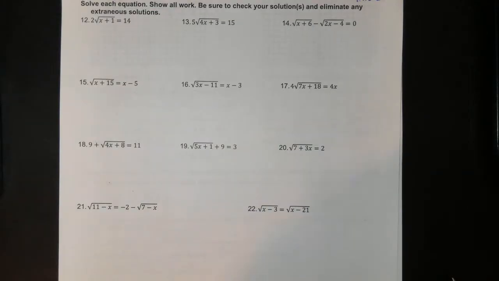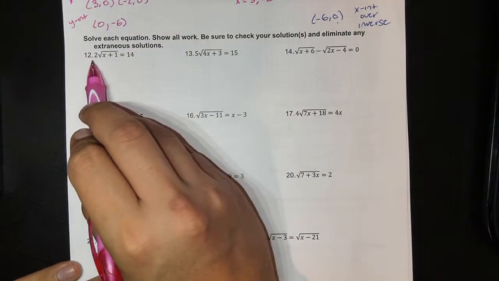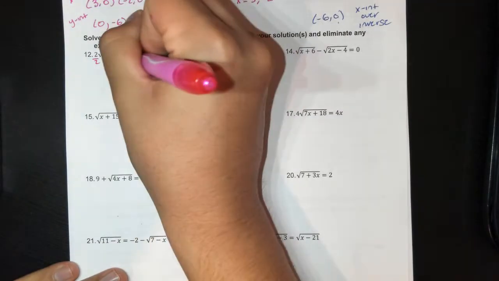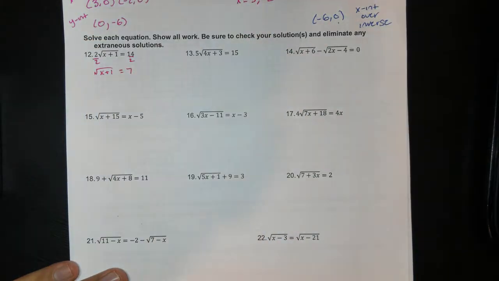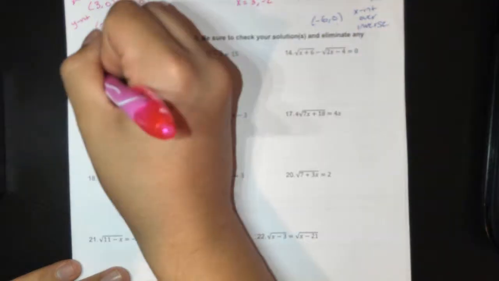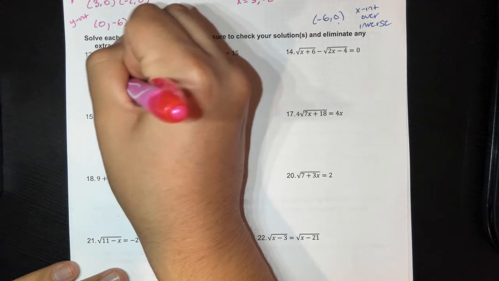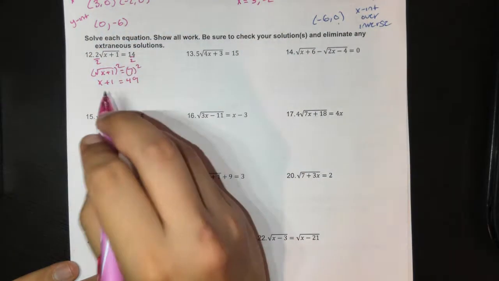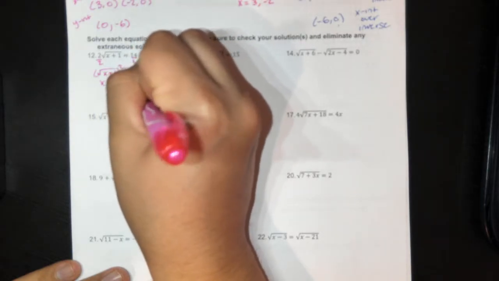Now let's look at the solving. Solve each equation, show all work, be sure to check for your solutions, and eliminate any extraneous solutions. For number 12, I'm going to go ahead and divide by 2. So we get square root of x plus 1 equals 7. My square root is isolated, so I can square both sides. We get x plus 1 equals 49. Subtract the 1. x equals 48.